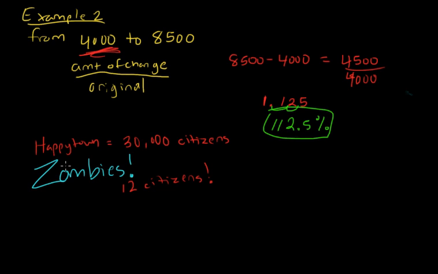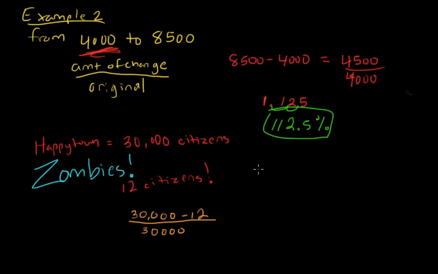Zombies attacked, and now there's only 12 citizens left in Happy Town, so it's kind of like Unhappy Town. But we need to find the percent decrease. So let's say the government is only going to send troops if you tell them what the percent decrease is, because they're the government and they like numbers. So we gotta oblige, and we want to get some help. So we need to find the difference. We need to find out how much it changed by. So 30,000 minus 12. And we divide by what it started as. Well, we started with 30,000 happy citizens in Happy Town. I guess you can call them Happytons. And then zombies attacked, and now there's only 12 of them.